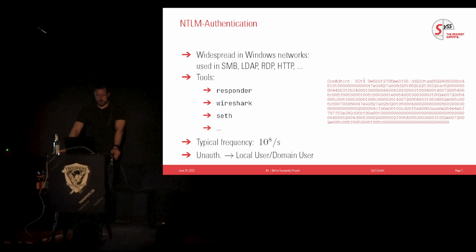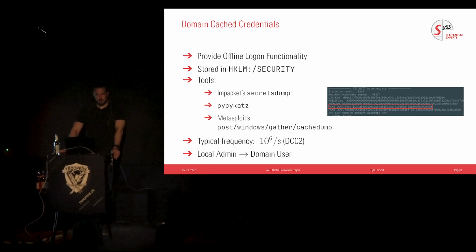These can be read with Secretsdump or some other tools. There's plenty of them. And they are simply salted hashes with a cost factor. And the cost factor, especially since Windows Vista, is pretty high, so these are really hard to crack. Here we're talking about a frequency of maybe 10^6 per second. And in this case, the escalation of privileges goes from a local admin, you need local admin permissions to read these, to some domain user. Can be a domain admin, can be a regular boring user, can be anything.